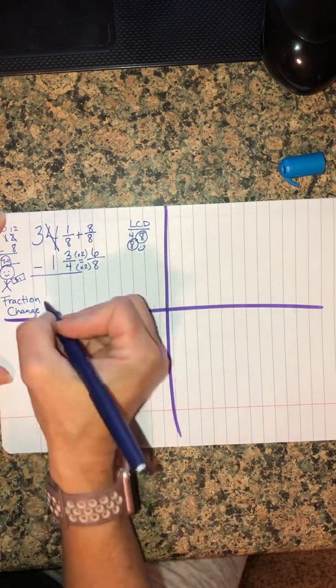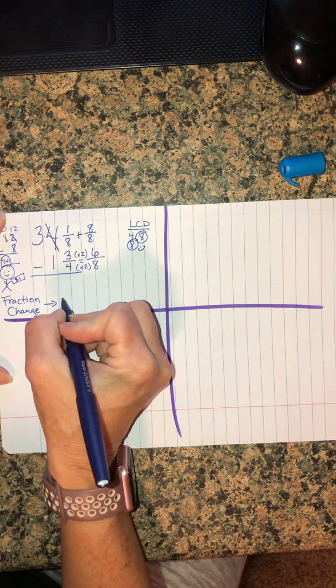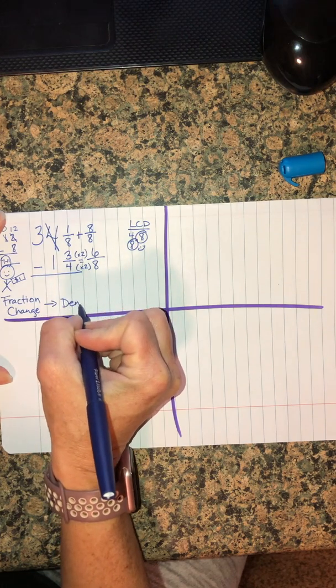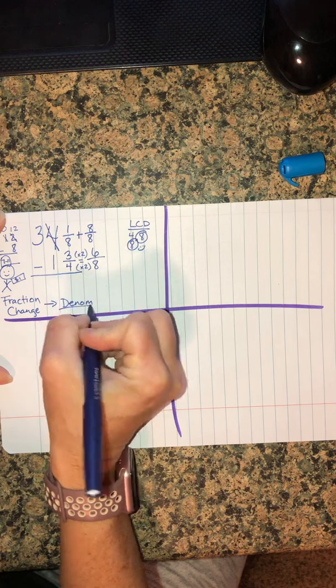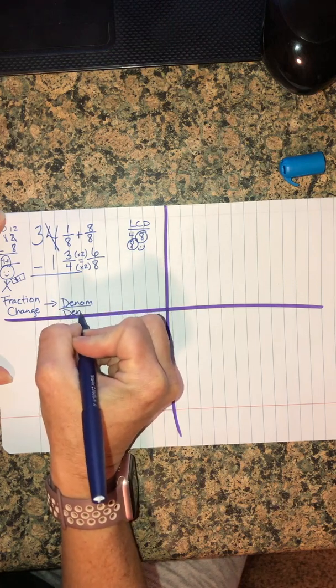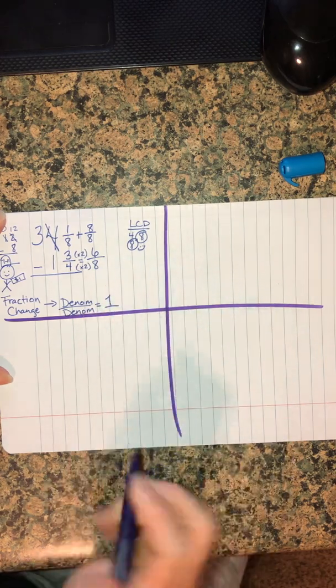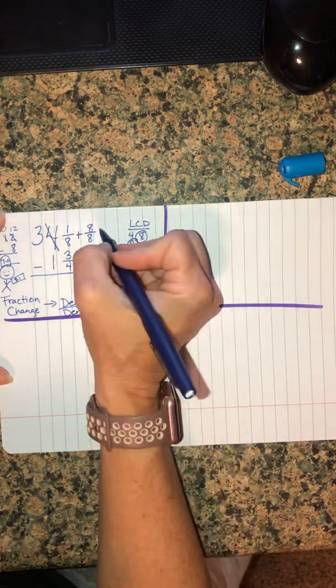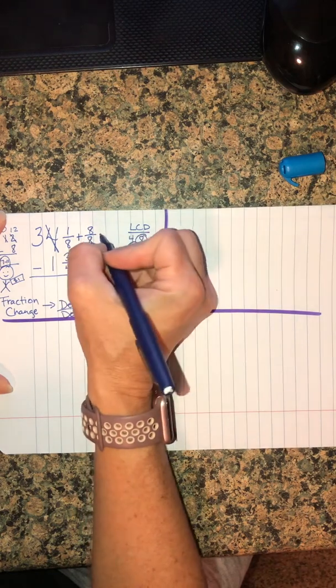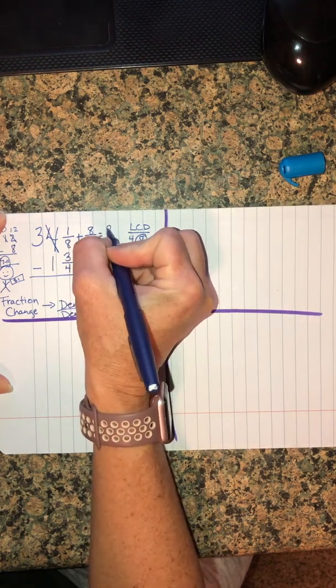So your fraction change, you want to look at the denominator, and you're going to put the denominator on the top and the bottom because that equals 1 whole. We've got to switch it into fraction land. So 1/8 plus 8/8 is 9/8.